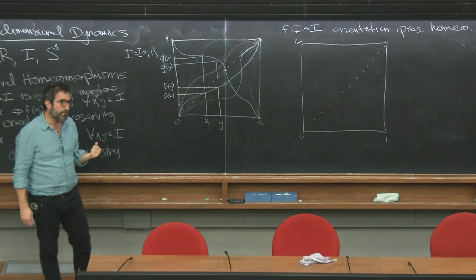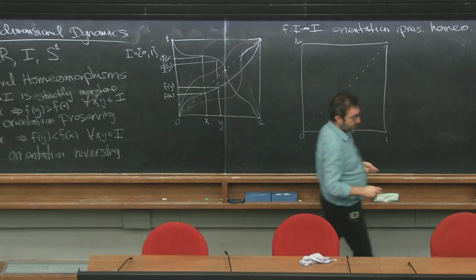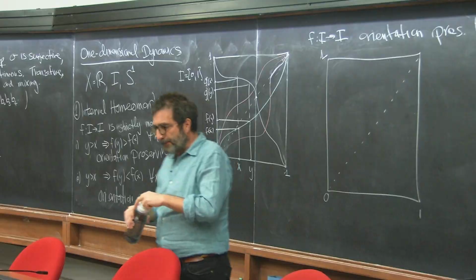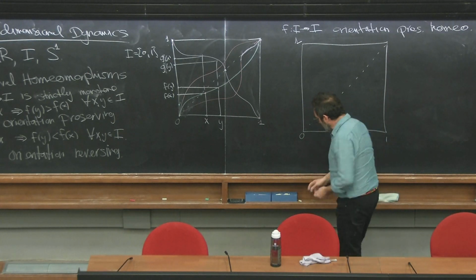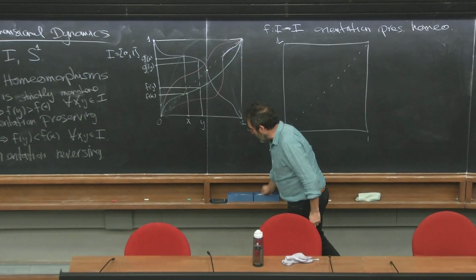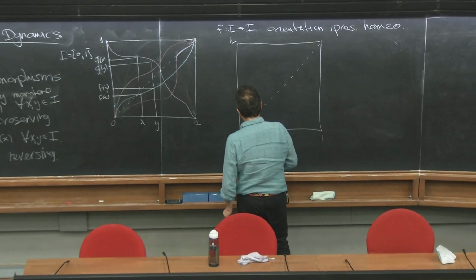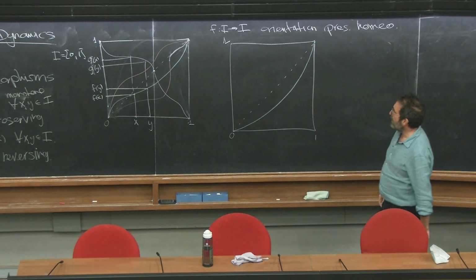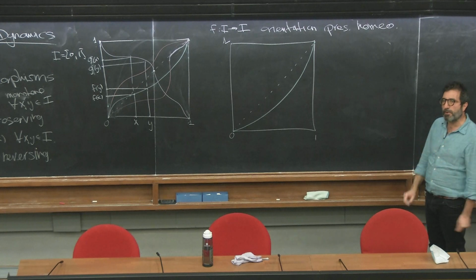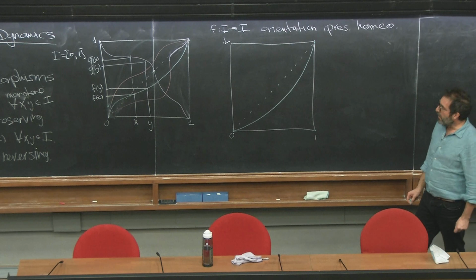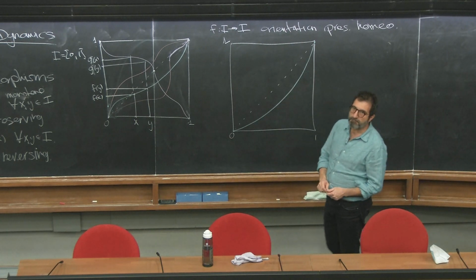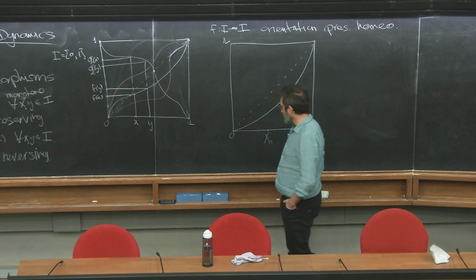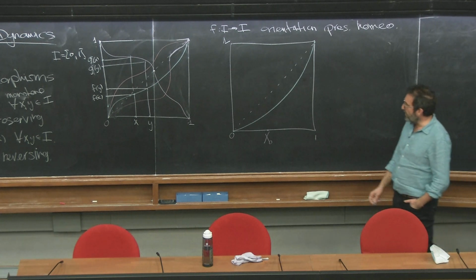Can it have any periodic points? It's orientation preserving. So let's study this systematically. Let's try with one simple example. Let's draw a simple homeomorphism like this that has only those two periodic points. What happens to all other points? They converge to a fixed point. How do we know that they converge to a fixed point?